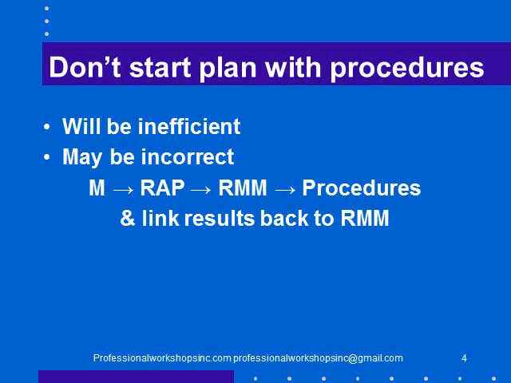What we should always do is we start out with materiality, then we do risk assessment procedures, then we assess the risk of material misstatement, and then we perform procedures. And we also have to link the results of those procedures back to the assessed level of risk of material misstatement and conclude that the procedures have properly addressed the assessed level of risk of material misstatement.